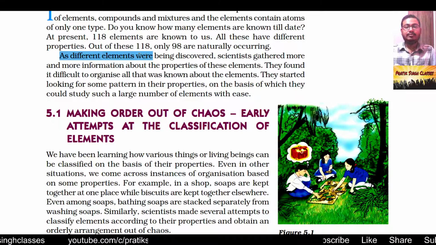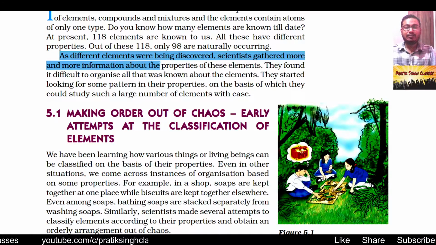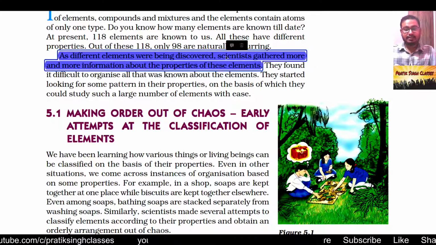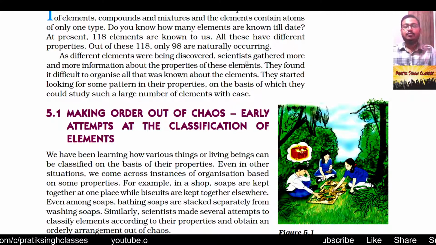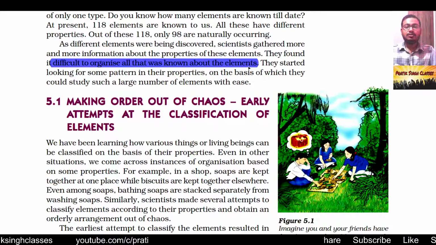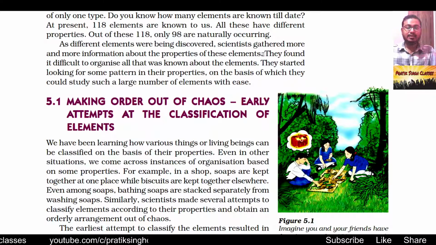As different elements were being discovered, scientists gathered more and more information about their properties. Every element is different from every other element in one way or another. When the number of elements increased, scientists discovered their physical properties, chemical properties and a lot of other things about them, which made a very big encyclopedia. They found it difficult to organize all that was known about the elements. So it was very difficult for the scientists to arrange them in a series so that it would be easier for us to memorize it.